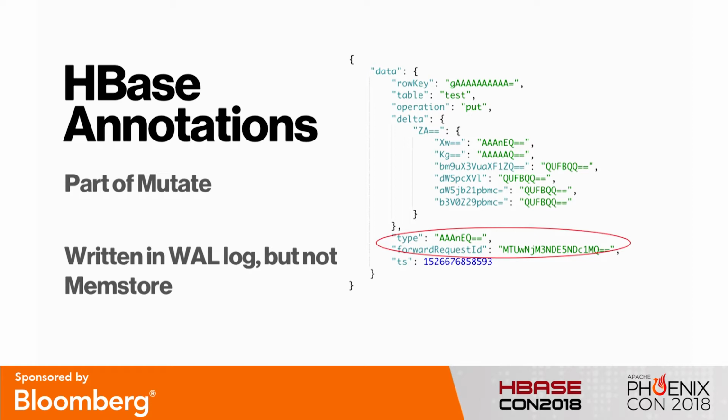Here is one example of a Kafka event. You can see the row key, table, and operation. This is the delta, which is the change, and it is base64 encoded. And this part is the annotation we added. This is the custom information about this data type and some forward request ID.